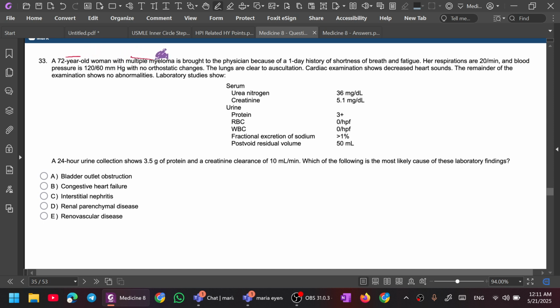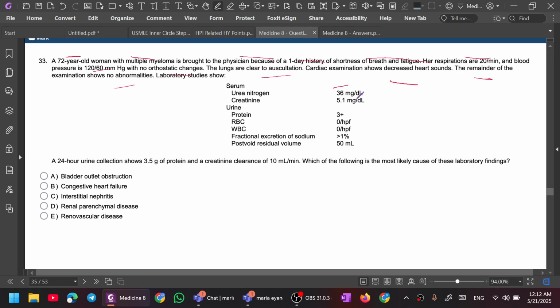72-year-old woman with multiple myeloma brought to the physician because of one-day history of shortness of breath and fatigue. Respiration 20 per minute, blood pressure 120 by 60. No orthostatic changes, lungs are clear to auscultation. Cardiac examination showed decreased heart sounds. The remainder of the examination showed no abnormality.